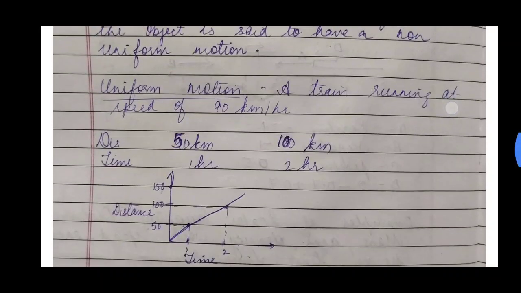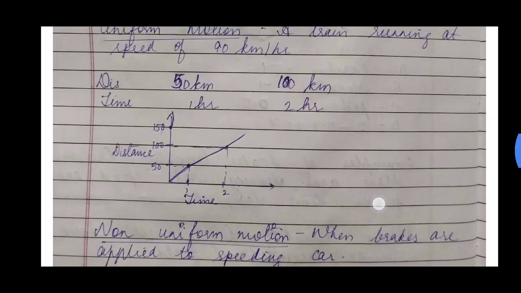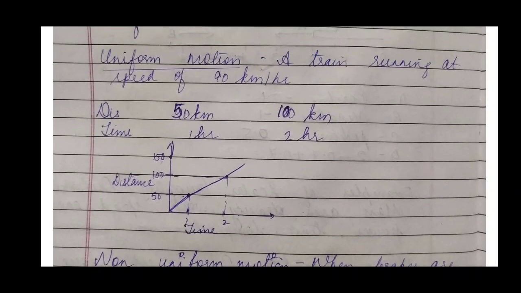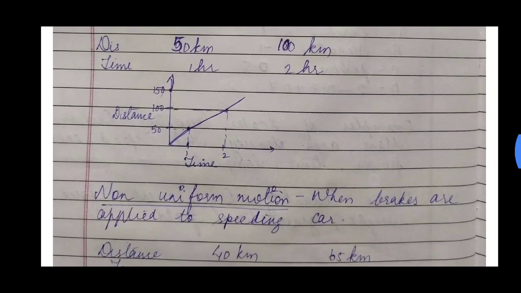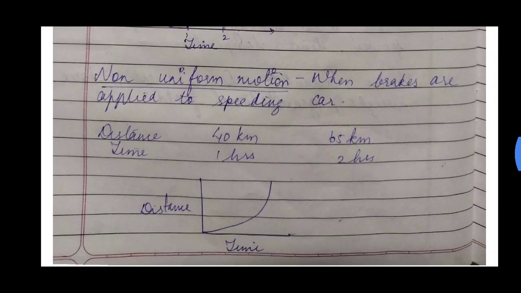Now, when you are considering a uniform motion, a train running at a speed of 90 km per hour. Now we have not learned what is speed. We will learn in this lecture only what is speed. The distance 50 kilometers in 1 hour, 100 kilometers in 2 hours. So we can say that it is a uniform motion. Now if you are considering a non-uniform motion, when brakes are applied to a speeding car, we can say that it is non-uniform motion.